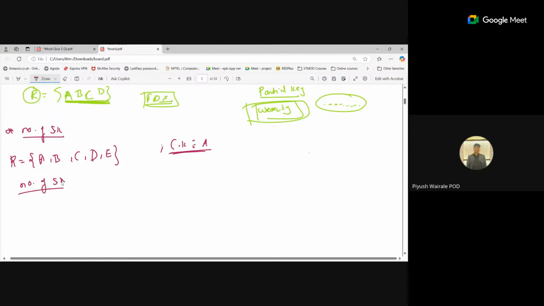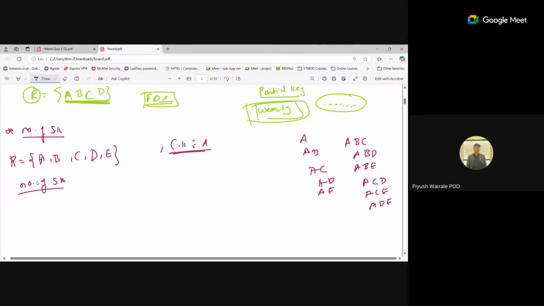So how can we do that? We know A is a key. We also know AB will be a key. AC will be a key, AD will be a key, AE will be a key. Similarly, ABC, ABD, ABE, ACD, ACE, ADE, like that. So all these are the possible super keys, right? But we are not going to find them like that. There is a formula to determine that.